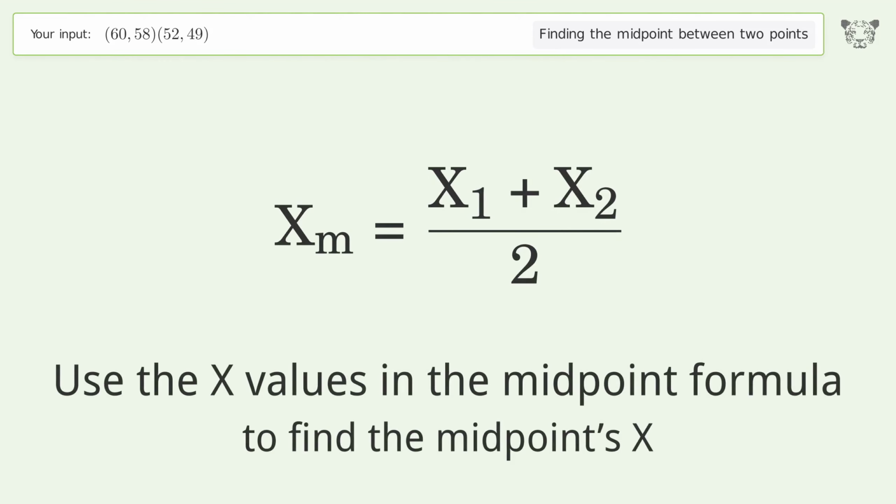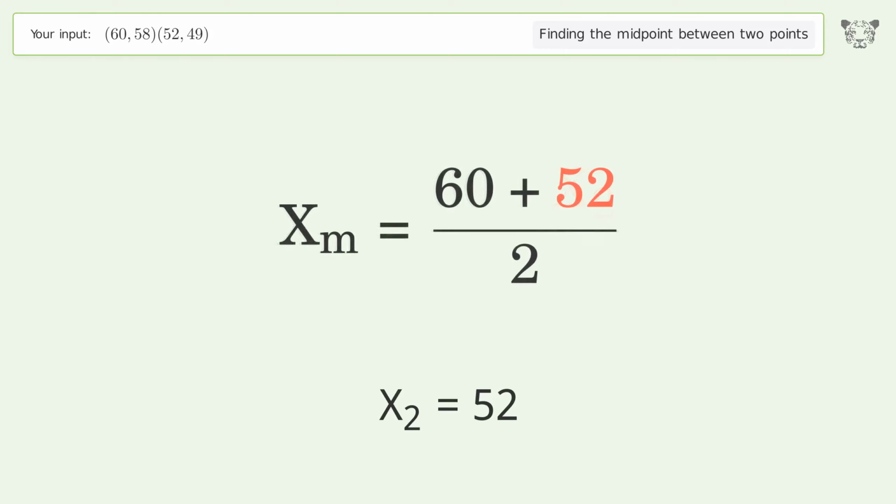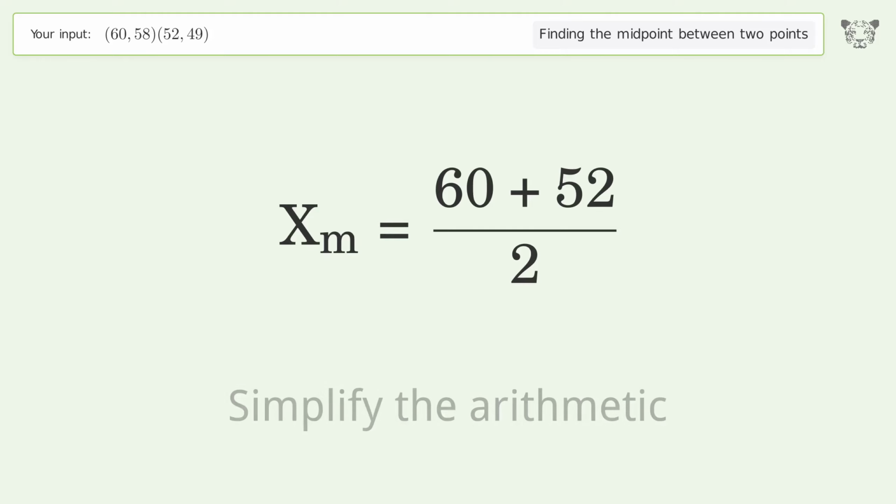Use the x values in the midpoint formula to find the midpoint's x. x1 equals 60. x2 equals 52. Simplify the arithmetic.